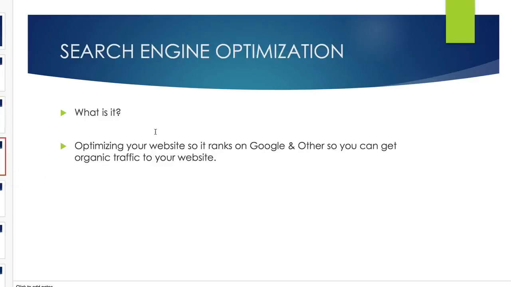Right, so what is SEO? Search engine optimization. It basically means optimizing your website so it ranks on the search engines, for example on Google and Bing and other things like that, so that you can actually get organic traffic to your website.